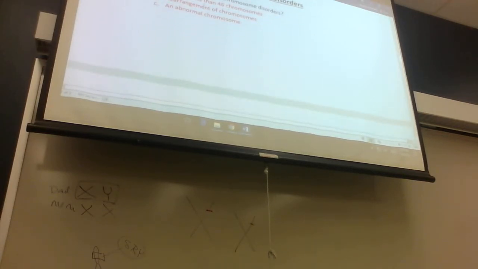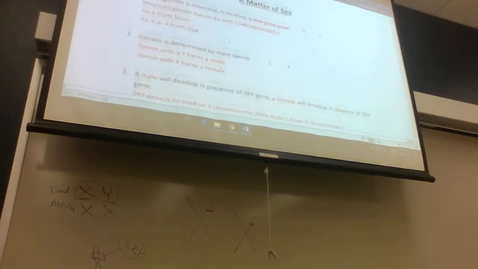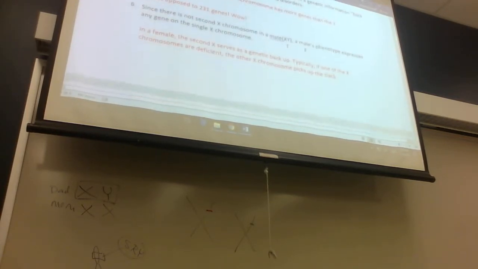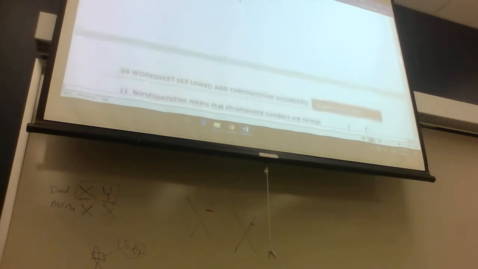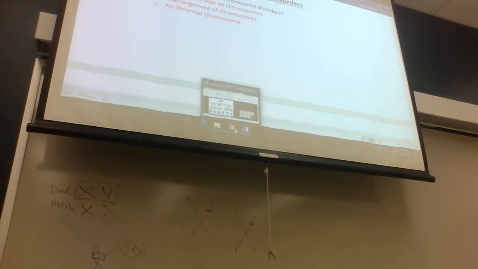Sorry. Now we're going to jump into chromosome disorders. So we were all talking about gender disorders, a matter of sex, whatever your sex is. Now we're going to talk about chromosomes. With chromosome disorders, when we looked at that first sheet, we looked at the karyotypes, right?